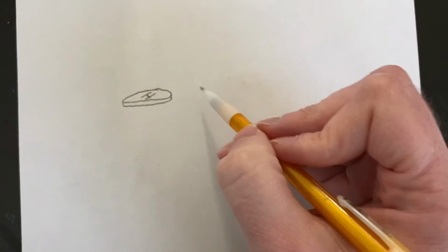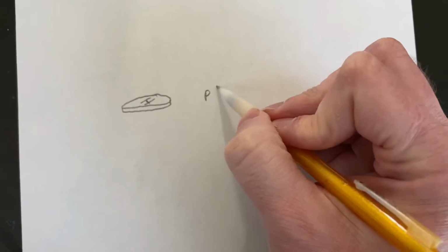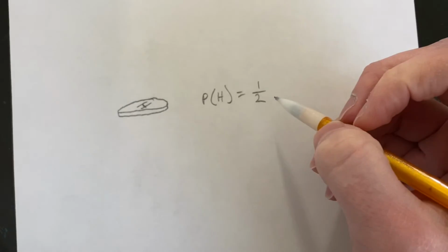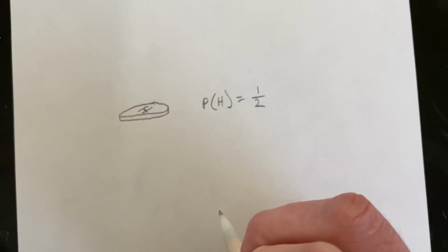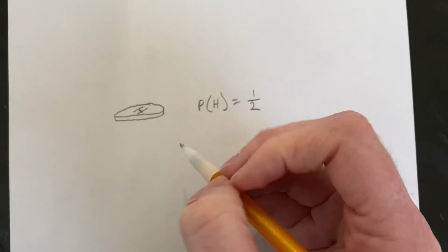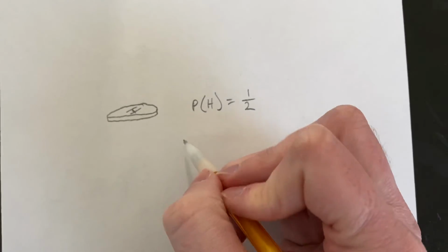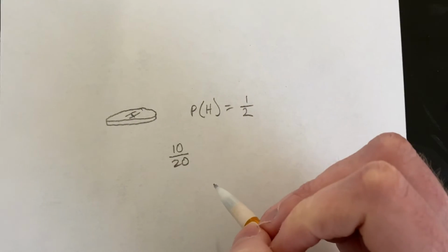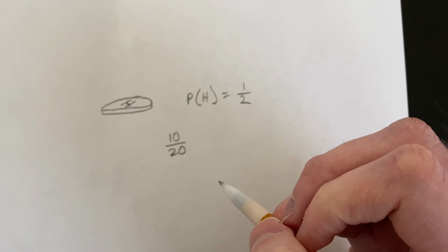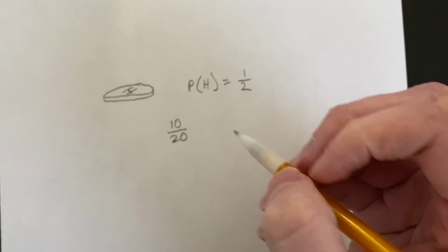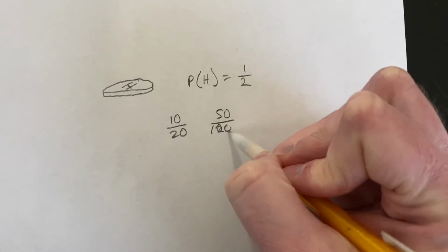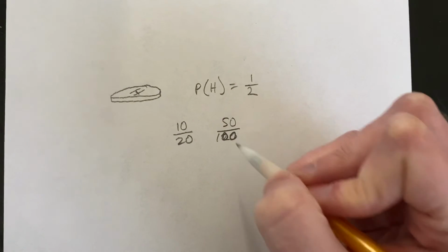It may be a little bit easier to think about flipping a coin because we know that's either heads or tails. So we know the probability of getting heads is just 1 out of 2, or half, 50%, however you want to say that. So if I were to flip this coin 20 times, then I would expect about half of that to be heads, 10 out of 20. If I were to flip this coin 100 times, I might expect that to happen about 50 times out of 100.